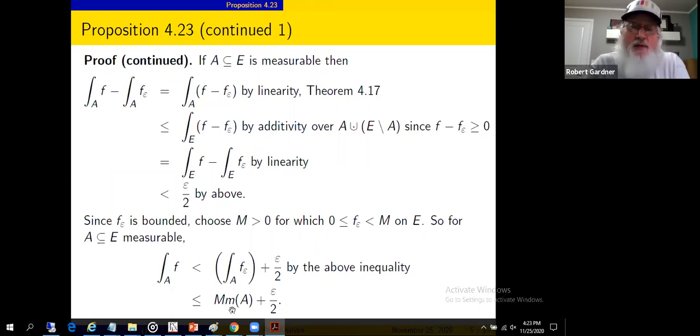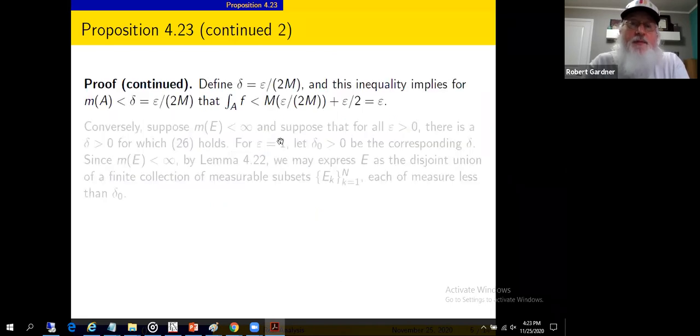We're trying to pick delta to make the measure of A sufficiently small. We'll make M times the measure of A small, so this gives you the other epsilon over 2. So define delta to be epsilon over 2M. Then the measure of A less than delta, which we're choosing to be epsilon over 2M, implies, in that previous inequality we had, M times the measure of A. Well, we've got the measure of A less than epsilon over 2M. Stick that in here. The M's cancel.